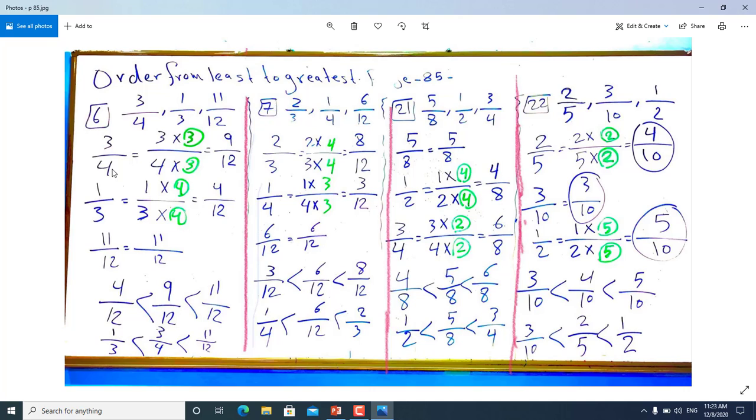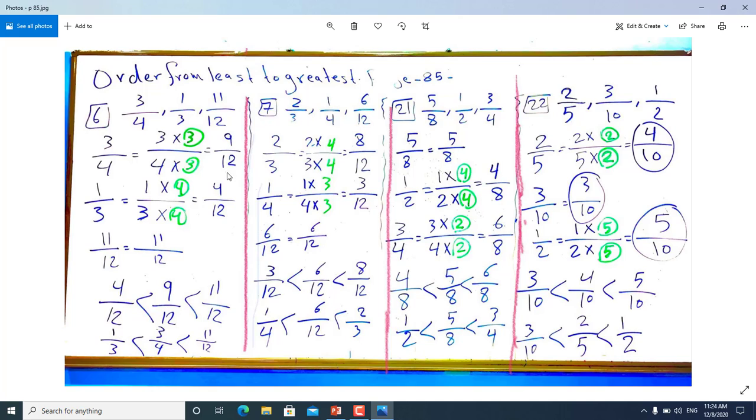So from there this 4 will be multiplied by 3. When you multiply the bottom number, you must also multiply the number on top. So 3 times 3 is 9, and 4 times 3 is 12. From the second fraction we have 1 over 3. We will make the denominator 12 by multiplying this 3 by 4. So 3 times 4 is 12. Also, you must multiply the numerator by 4. 1 times 4 is 4. And from there we have 11 over 12. We don't touch it because it's already 12.